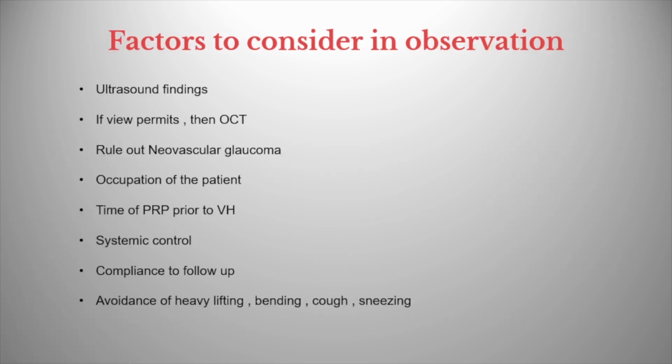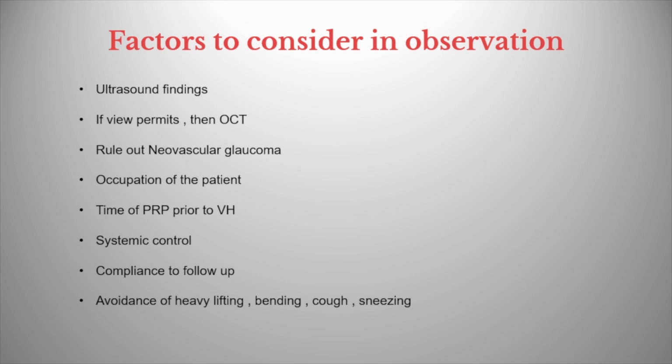So, what factors should we consider in order to advise an observation? Ultrasound findings: we know a tractional element should be looked for on ultrasound. If the view permits, OCT can be done. Anterior segment evaluation should be done in order to rule out neovascular glaucoma.